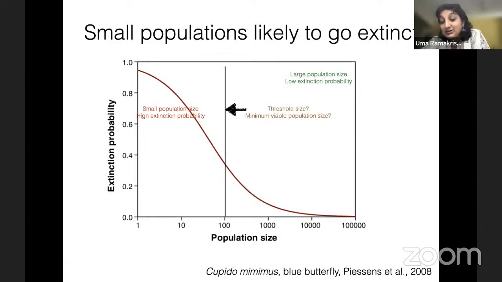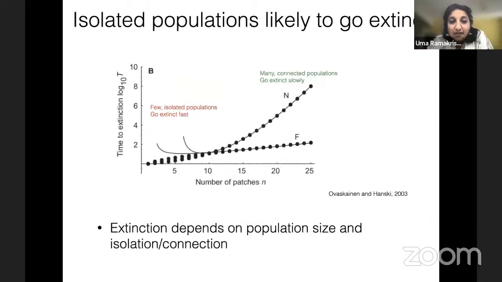In fact, there seems to be a threshold size of about 100, where there seems to be a switch, and suddenly probabilities of extinction go down. At the same time, isolated populations are more likely to go extinct. This is some more data from butterflies. You can see that when you have a few isolated patches, the time to extinction is low, so they go extinct fast. But when you have many large or connected patches or populations, they don't go extinct as fast.